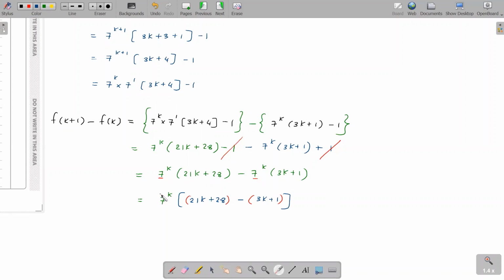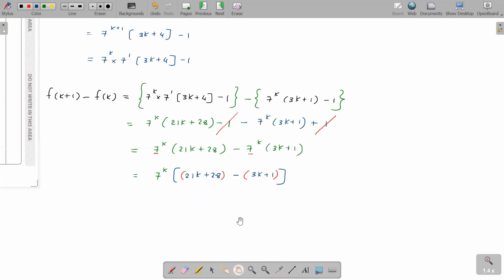Okay, so 7 to the power k, I took it out. So 21k plus 28 minus the 3k plus 1. Simplify, what do we get? 7 to the power k times 21k minus 3k is 18k plus 28. And here this is minus into plus 1 is minus 1. So 28 minus 1 is plus 27.